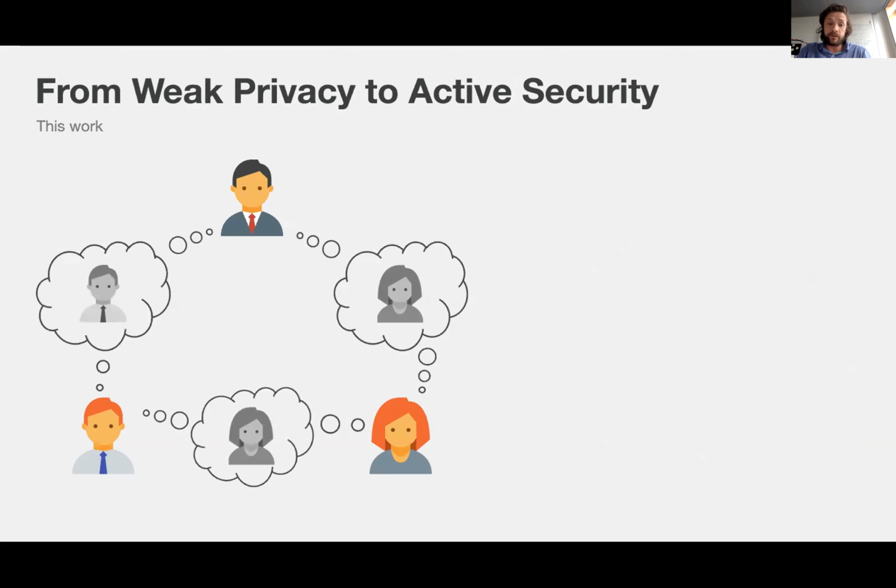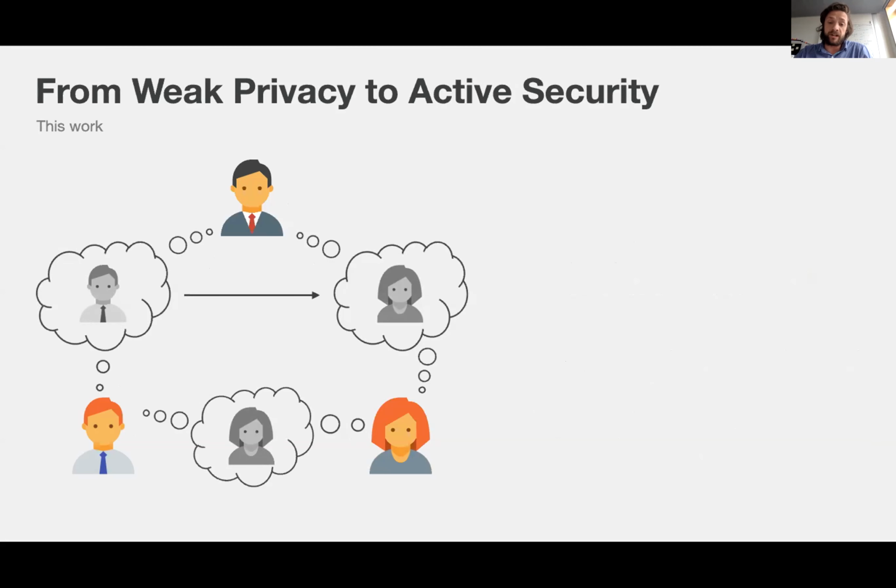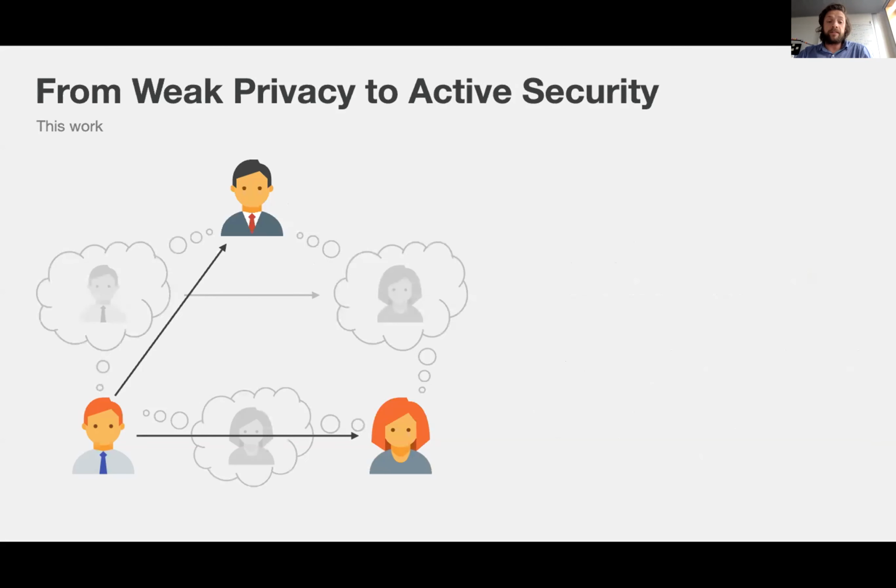So what we basically do is we assume that we have a protocol with weak privacy. And again, the real parties magically agree on inputs and random tapes. Then in the second phase, the parties execute the protocol. And then in the third phase, they do one check that all the messages that were sent were correct, rather than doing a check at every sent message. So if one virtual party sends a message to another virtual party, then rather than both of the senders sending the message, we have one party acting on behalf of that virtual party, whereas the other one for the moment does nothing.